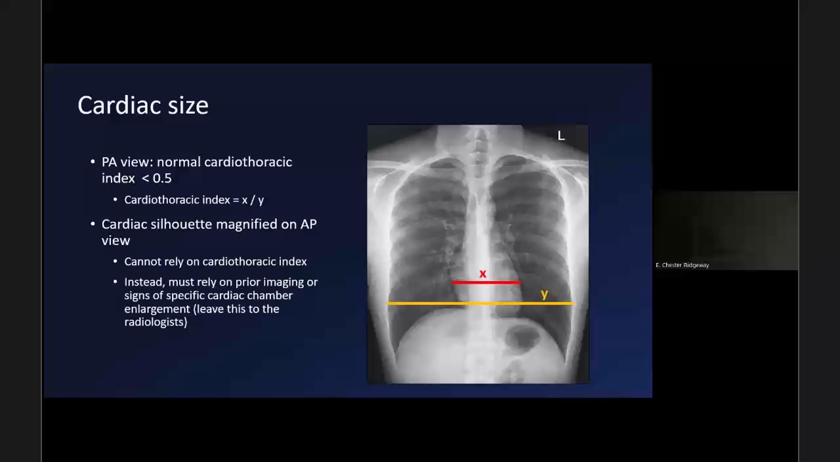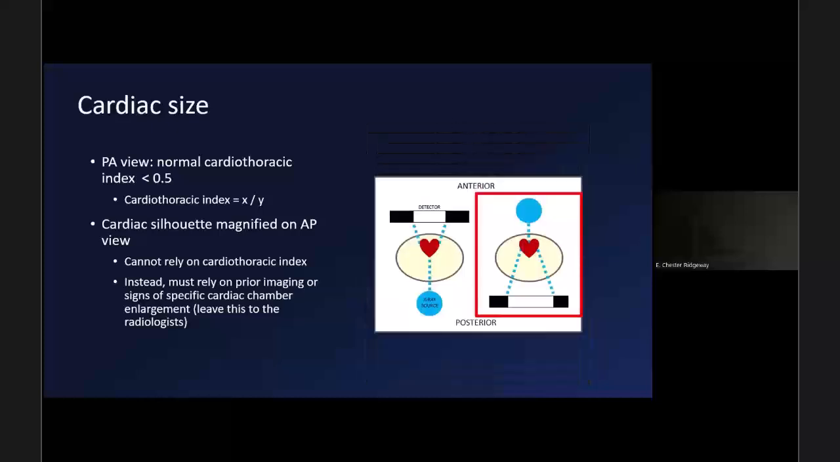0.55 is like borderline. If it's more than that, on a PA view, when you don't have the issue of magnification, then you can use this. On AP views, so typically portable views, single frontal views, you cannot rely on this at all. Instead, you need to rely on other imaging findings that could suggest specific cardiac chamber enlargement, comparison to prior imaging such as cross-sectional imaging. All right, and this is just a reminder of that magnification process.